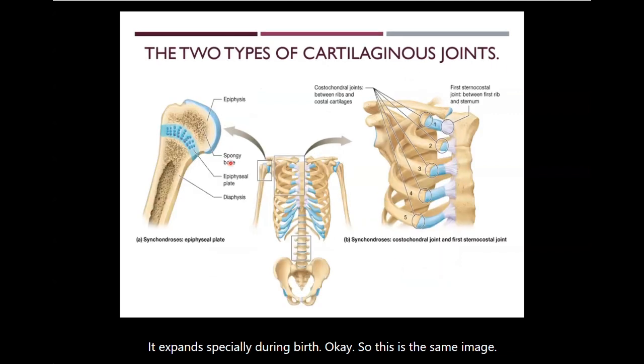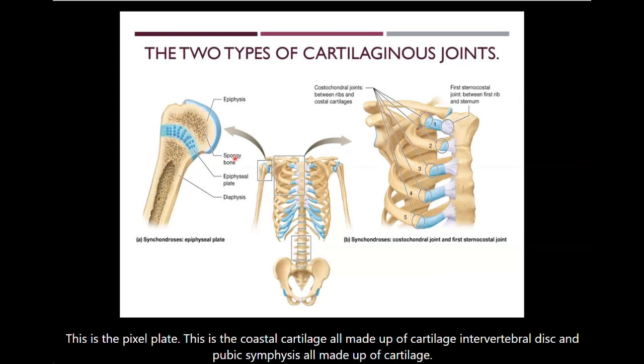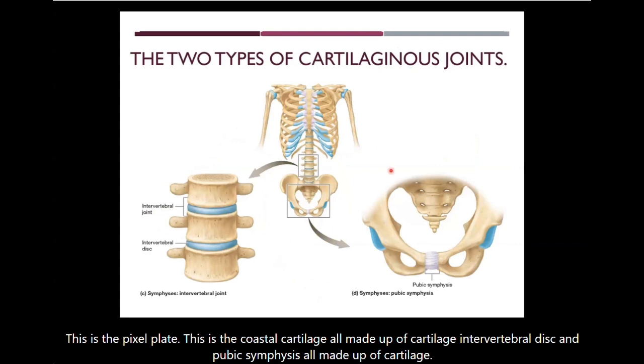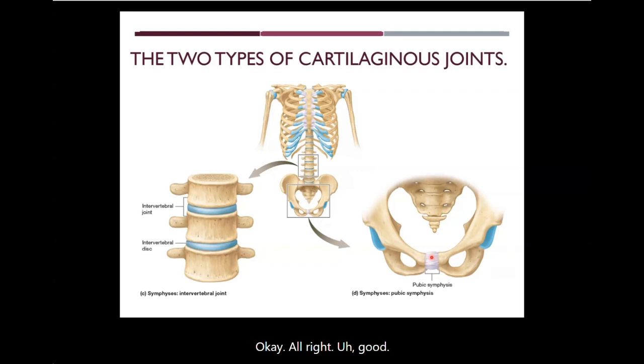So this is the same image. This is the epiphyseal plate. This is the costal cartilage, all made up of cartilage. Intervertebral disc and pubic symphysis, all made up of cartilage, okay? All right, good. What's the third type of joint?